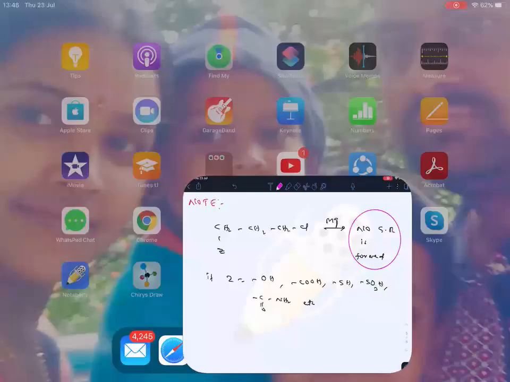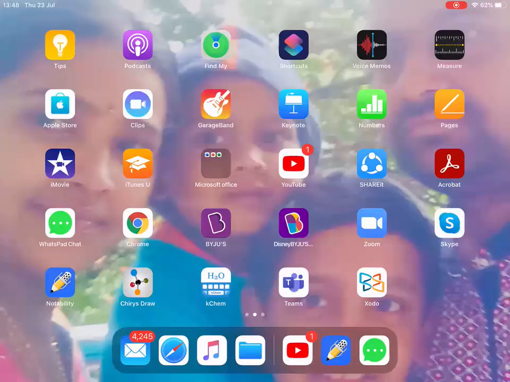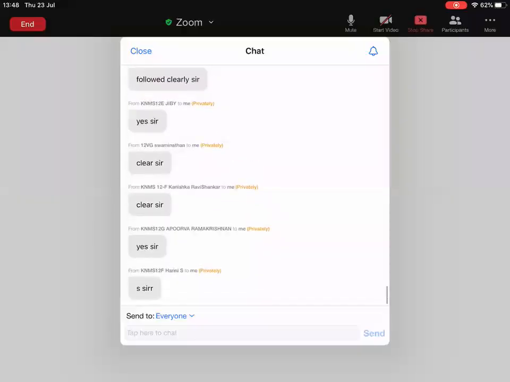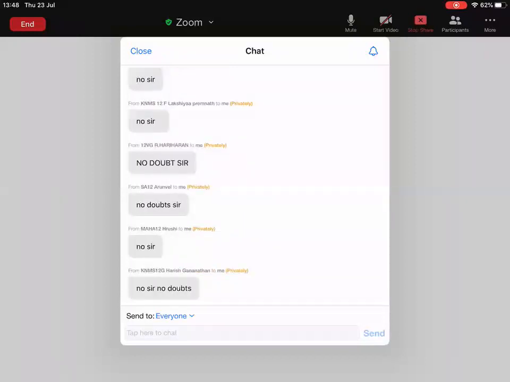In this note, anyone having any doubt? Whatever I explained till now. If the substrate is having acidic hydrogen, first acid-base reaction will happen. Then Grignard will not be formed there. Please respond in a proper way.